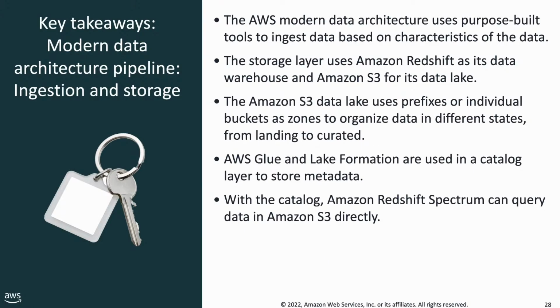So in a nutshell, some of the key takeaways here are that the AWS modern data architecture uses purpose-built tools to ingest data based on the characteristics of the data. The storage layer includes two layers. The first is a storage layer that uses Redshift as its data warehouse and Amazon S3 for its data lake. And then that second catalog layer uses AWS Glue and Lake Formation. And then finally, that catalog could maintain metadata and also provide the schema to end users.